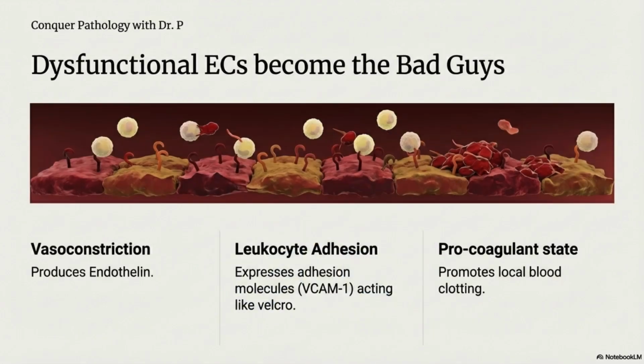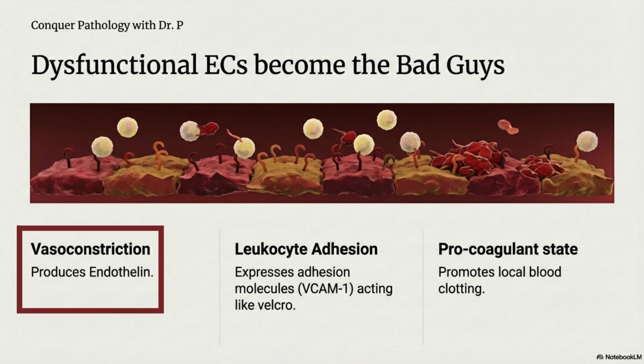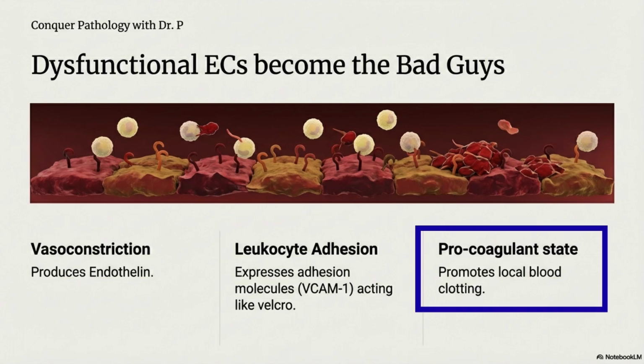When those stressors hit, we move to this next slide. Dysfunctional ECs become the bad guys. They flip their behavior 180 degrees. Instead of relaxing the vessel, they cause vasoconstriction because they produce endothelin. Instead of a smooth surface, they promote leukocyte adhesion by expressing adhesion molecules like VCAM-1, acting just like Velcro. And finally, they create a procoagulant state that promotes local blood clotting.